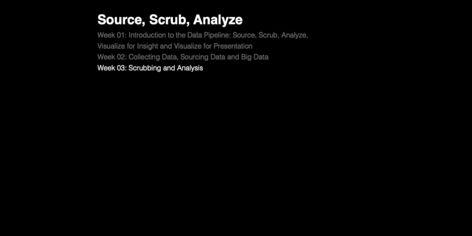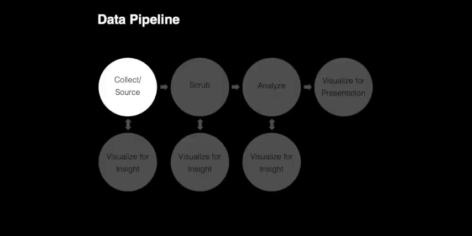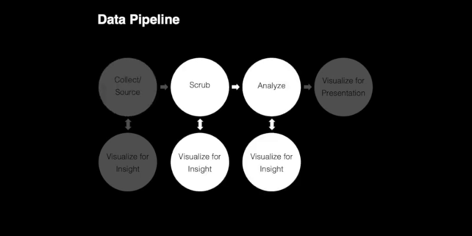So last week we were talking about collecting data, sourcing data, and big data. This week we are going to be talking about scrubbing data, getting it clean because usually it doesn't come in the best state. And once it's clean, then we could do some analysis on that data. So we're going to go ahead and move on from the first part of the data pipeline, which is collecting and sourcing data. And this week we are going to be talking about scrubbing and analyzing data.